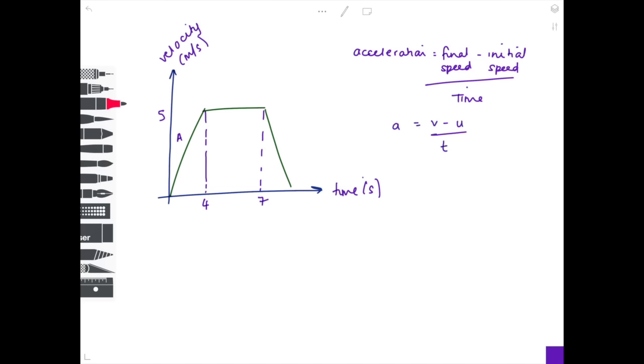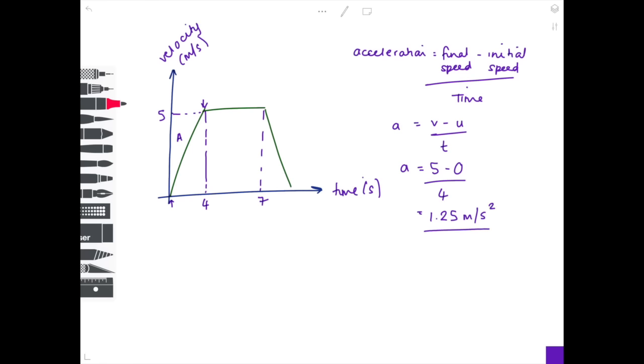So looking at portion A of the graph, what is the final speed? Well, it's given here. So read across and you'll see that it is 5. The initial speed is given here, and we know that's 0, so 5 minus 0. The time taken was 4 seconds, so the answer here is 1.25. Now be careful with your units, you're looking for meters per second squared for acceleration.